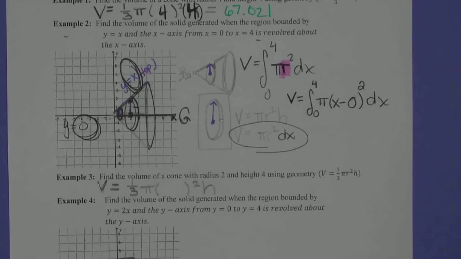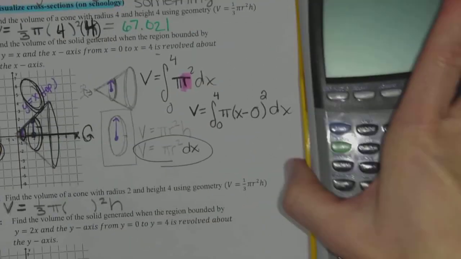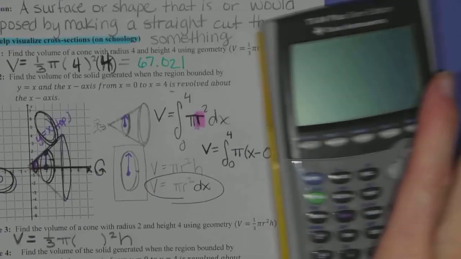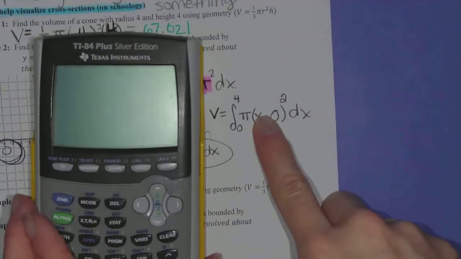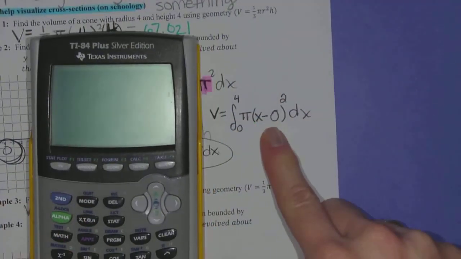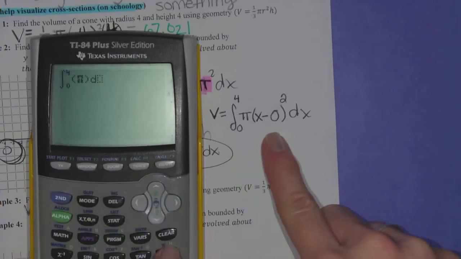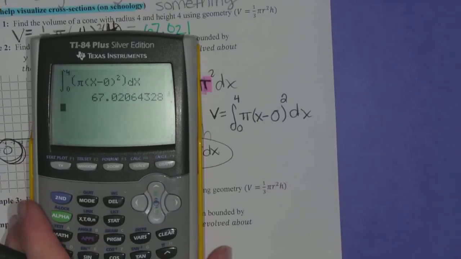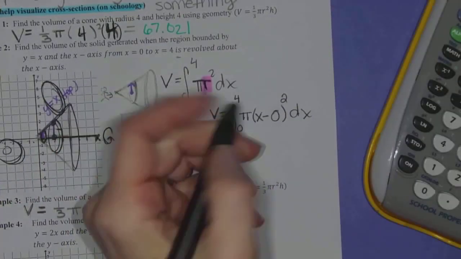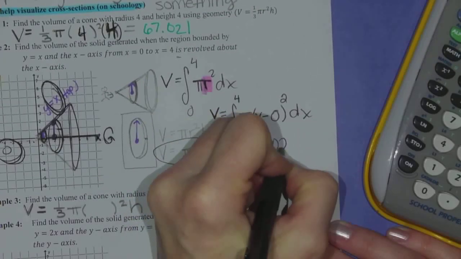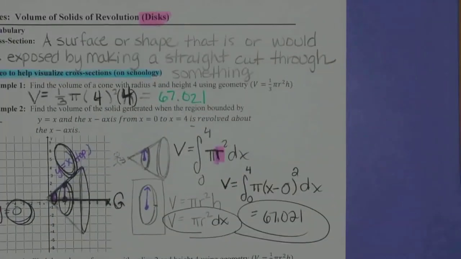Okay, cool. So here we are. And now I'm going to plug this into my calculator for total volume. Check it out. I'm going to do math 9, definite integral from 0 to 4 of pi times x minus 0 squared dx. And I'm getting 67.021. Now hold up a minute. What was our answer here?